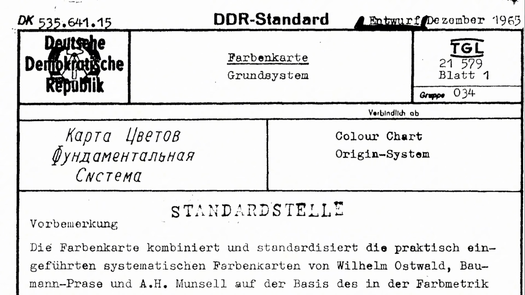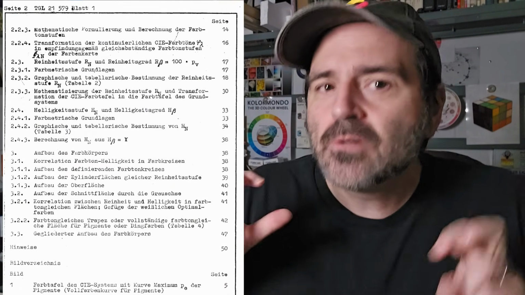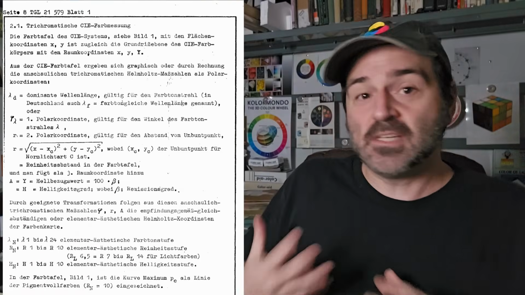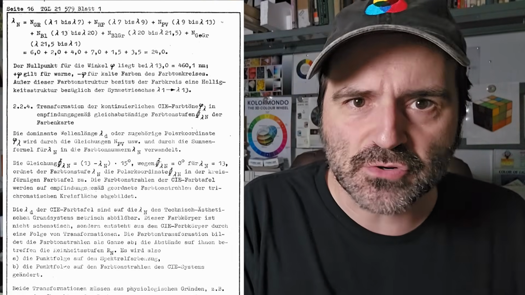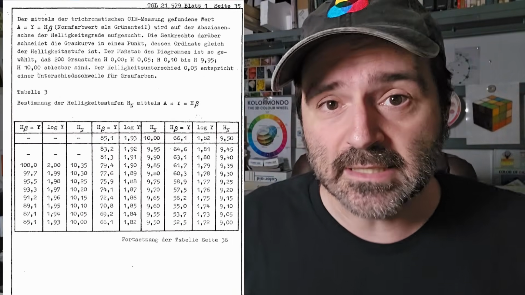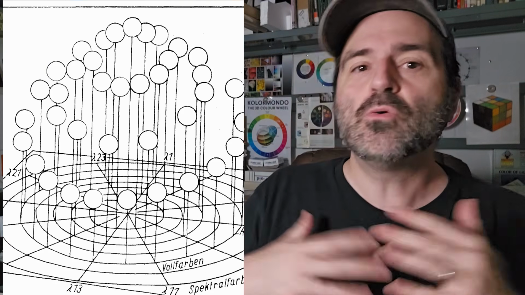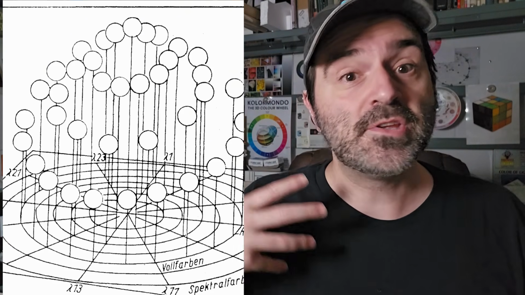His result actually became East Germany's official color standard, TGL 21579, the Cold War twin of West Germany's better-known DIN 6164 color standard, which we looked at in a previous video. Adam called his system the technical aesthetic basic system, technical enough for industry, intuitive enough for artists, and importantly, the system had built-in ways to translate between the languages of science and art.